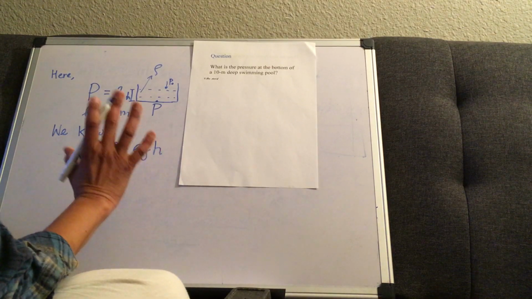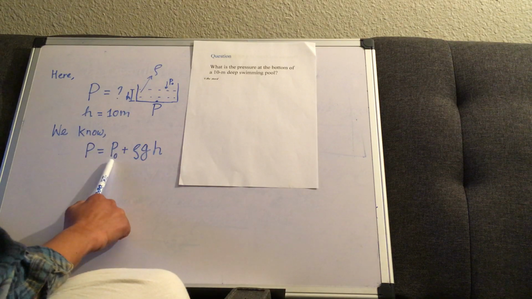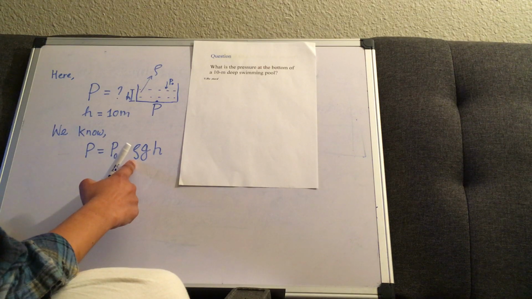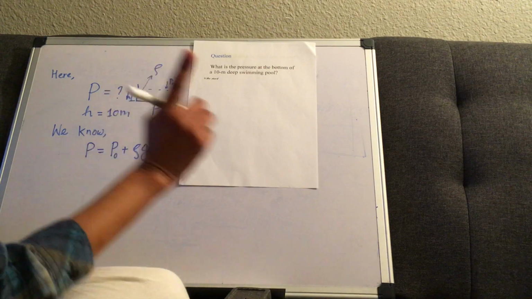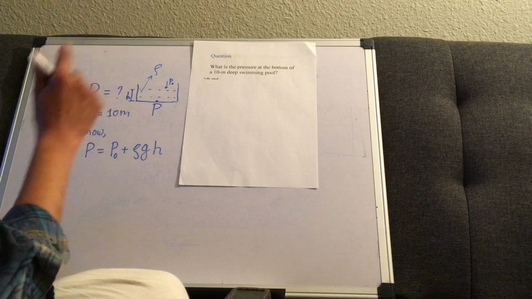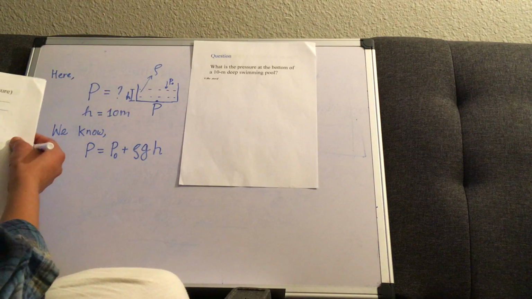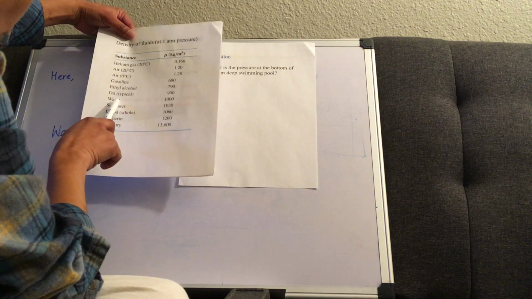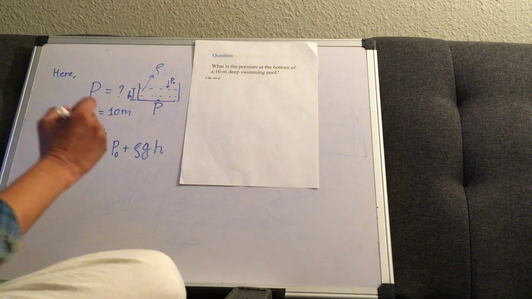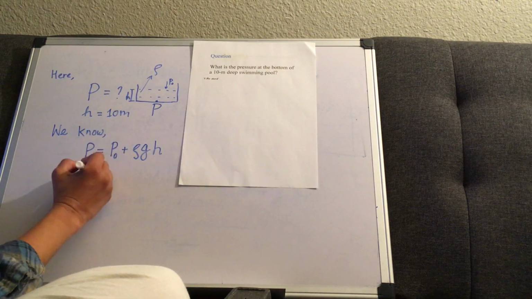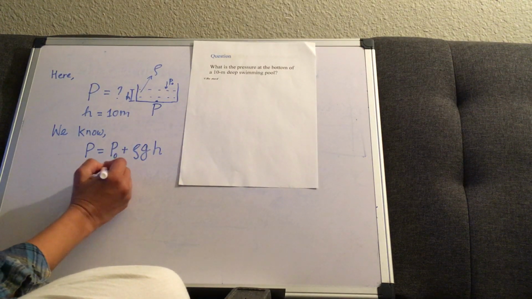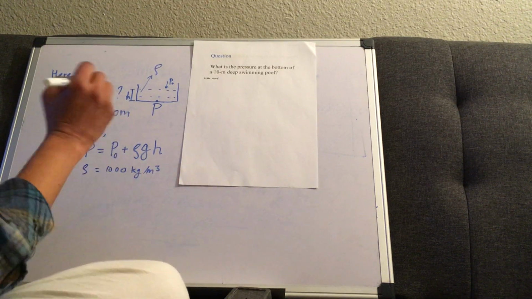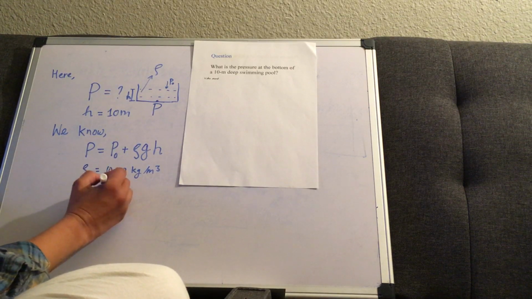Now let's look at what quantities we have at hand. P naught is a constant, we can use that one. Rho is not given here, but rho is a constant for regular water. So we are going to use what we looked at earlier, the density of a fluid. I'm going to pick water, which has a density of 1000. So rho is here 1000 kg per meter cubed. P naught is also 1 atm.